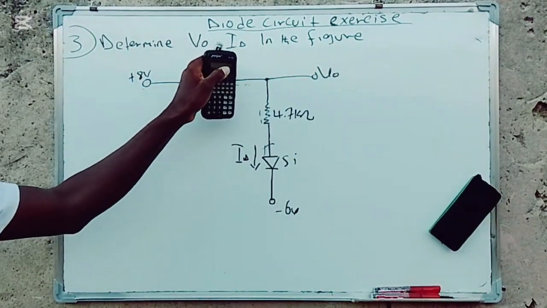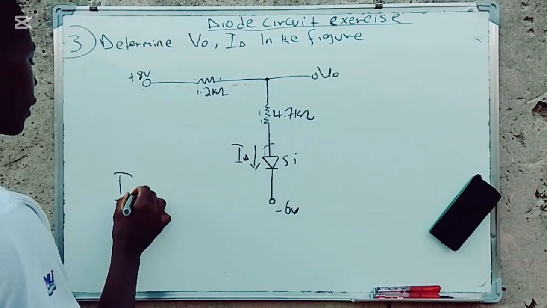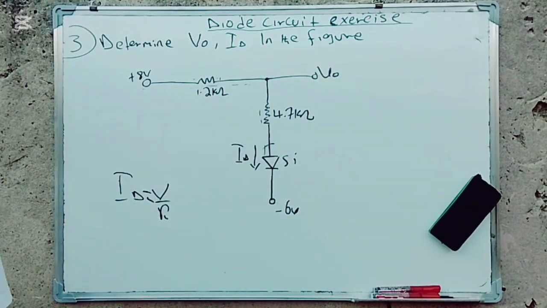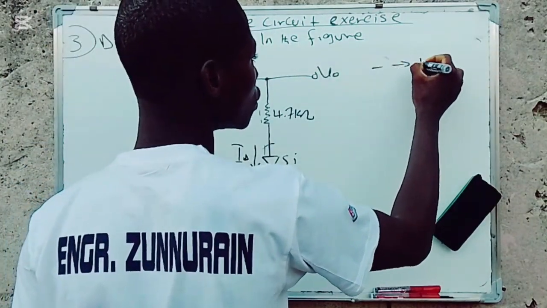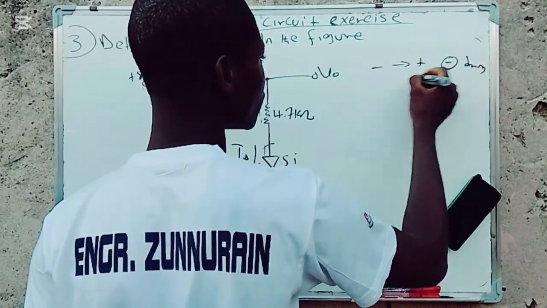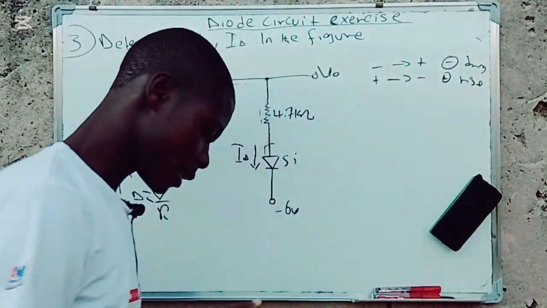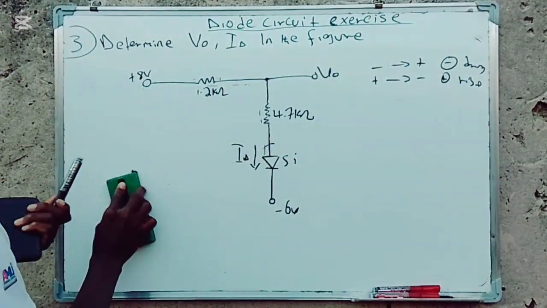So we are to determine V0 and ID in this figure. This is not much hard, it is easy, because we are going to use the KVL or another method: if we are to find the current, we shall say V divided by the value of R. As I said in the last video, negative to positive is dropping, and positive to negative is rising. So I can apply the KVL if I like.